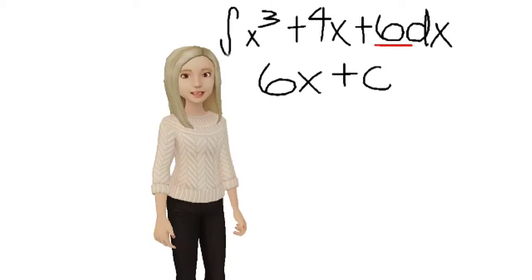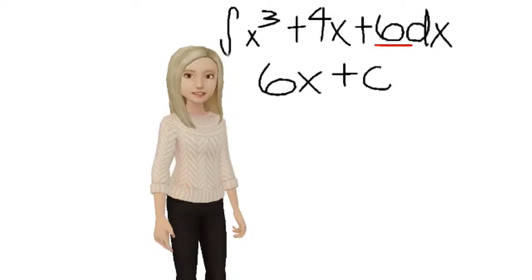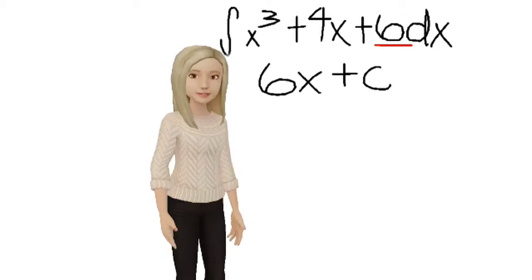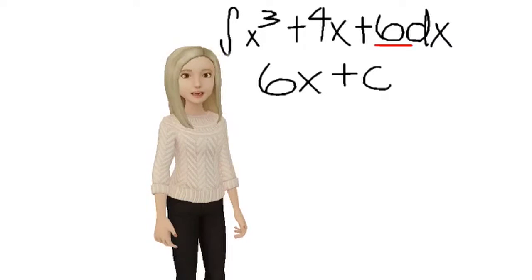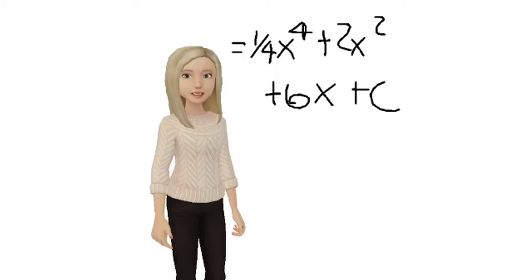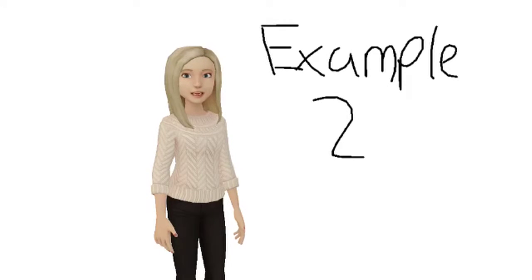For 6, you will add an x. Then your answer will be 6x. You will add a c, which is a general solution where it can be any number. Your final answer will be 1/4 times x to the 4th plus 2 times x squared plus 6 times x plus c.